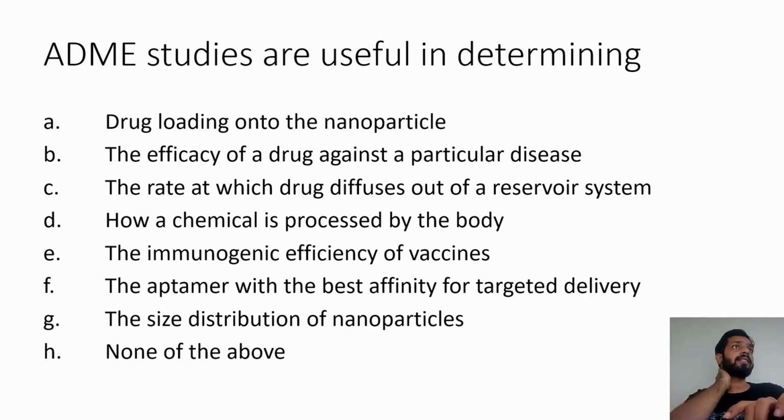Okay, let's go through the options. Drug loading onto a nanoparticle, the efficacy of a drug against a particular disease, the rate at which drug diffuses out of a reservoir system, how a chemical is processed by the body, the immunogenic efficiency of vaccines, the aptamer with the best affinity for targeted delivery, the size distribution of nanoparticles, and none of the above. So, ADME is absorption, distribution, metabolism, and excretion, right? These all are defining processes that happen to the chemical or the drug when you take it. So, it's your body that's doing all these things, right?